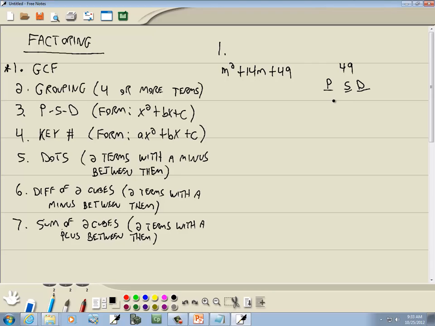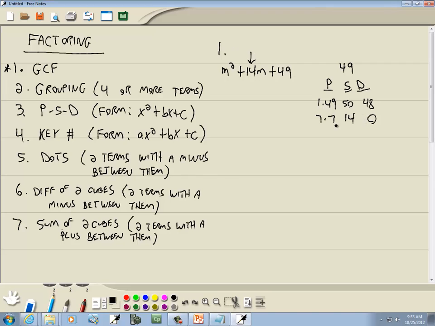columns. Our P column, our S column, and our D column. The P column is all products that give us 49. Well, we've got 1 times 49, 2, no, 3, no, 4, no, 5, 6, 7. 7 times 7. And the S column, we're going to add these together. 1 plus 49 is 50. 7 plus 7 is 14. In the difference column, we subtract them. 49 minus 1 is 48. 7 minus 7 is 0.